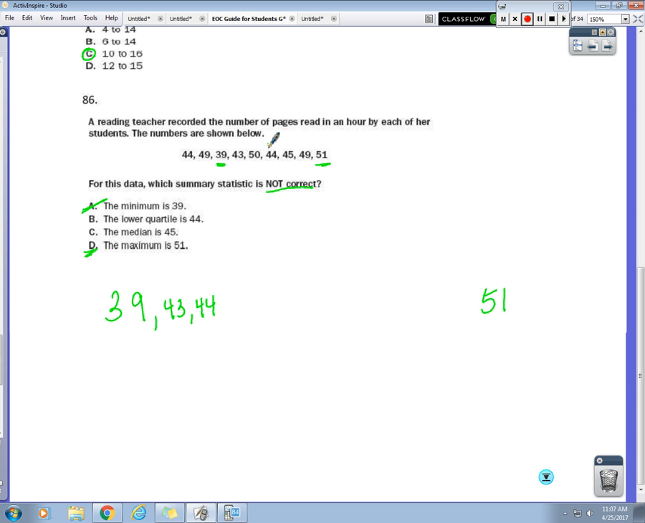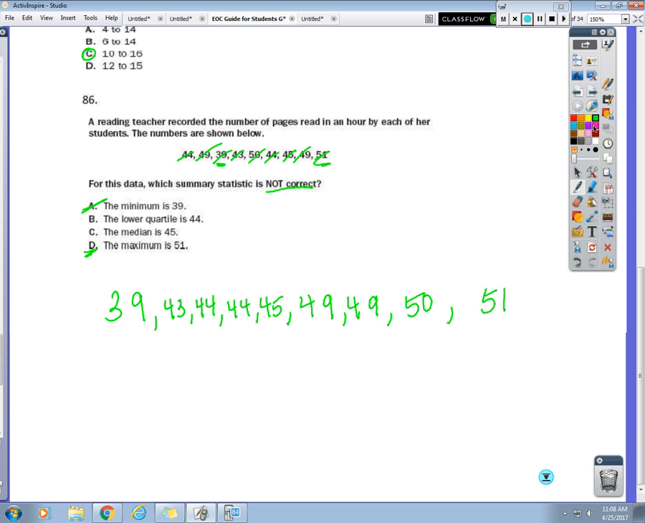Hold on, I have to cross my eyes again. 43, 44, 44. 49's next, and then 49, and then 50, and 51. Listen, if you do not cross out as you go like I do, you better, after you relist them, count them and make sure it's the same amount that was up there. If you do not cross them out as you go, you better recount after you've relisted to make sure you've listed them all. Okay, so now, what do you have to find first?